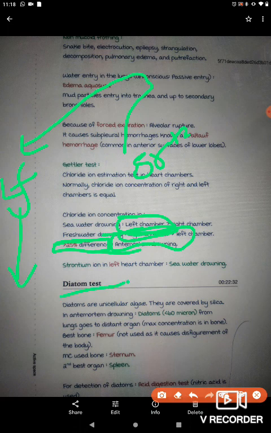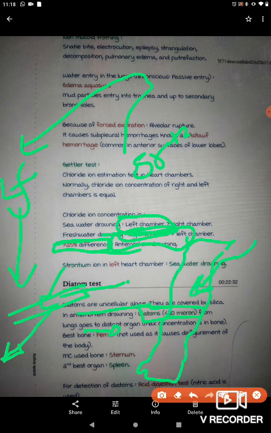And now they are talking about diatoms. Diatoms are unicellular algae. Diatoms less than 60 micron go from the lungs to distant organs. They pass through the pulmonary capillaries and go to distant organs. Because of the well-developed Haversian canal system in the bone, they are mainly found there, concentrated from the blood. The best bone is the femur. Most commonly the sternum is used because it is easy to withdraw. Apart from bone, the best organ is the spleen.